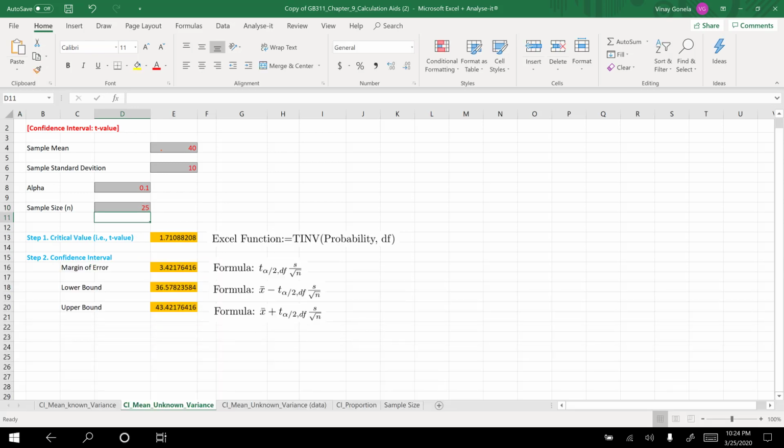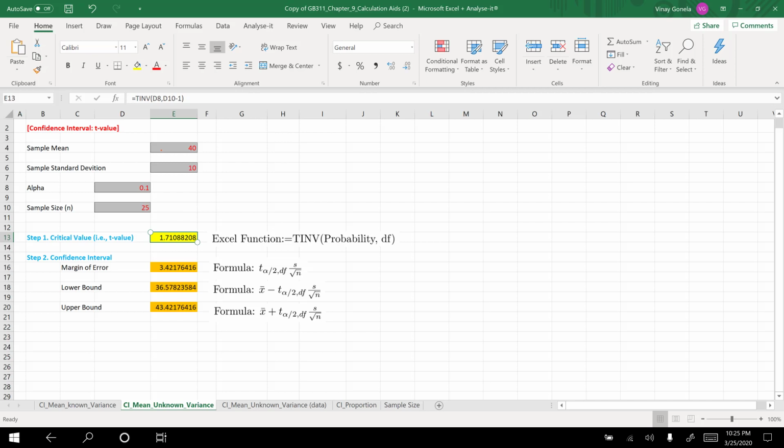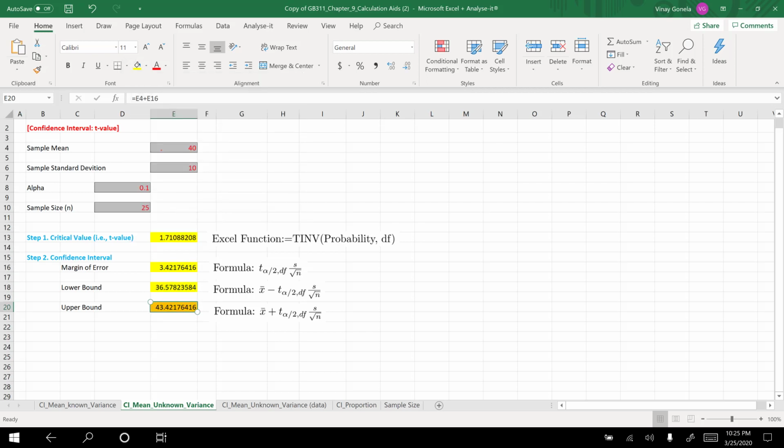If you see, I got these values: 36.57, which is my lower bound, and my upper bound is 43.42, and my critical value is 1.7108. So this is my critical value, this is my margin of error, this is my lower bound, and this is my upper bound. Those are my answers.